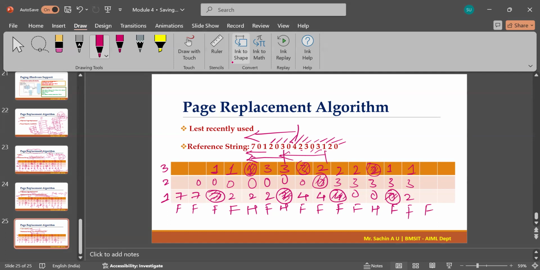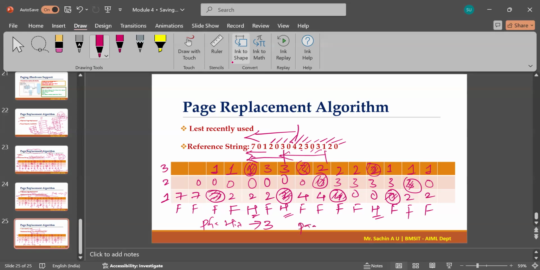So which one should be replaced? 2 should not be replaced. 1 should not be replaced. I should replace 3. Instead of 3, I will write it as 0. So if you see here, how many hits? 1, 2, and 3. Page hits are better than your first in, first out, but worse than your optimal page replacement algorithm.